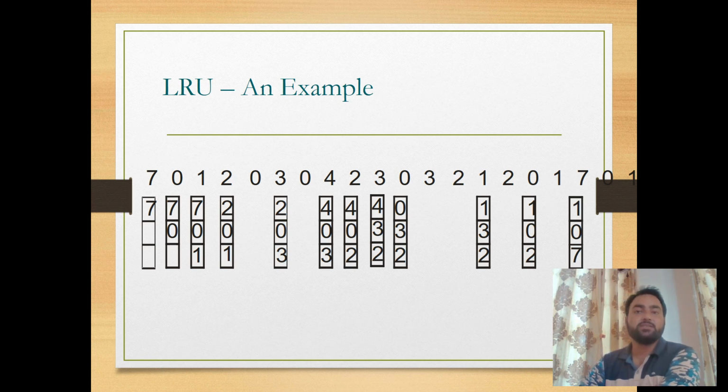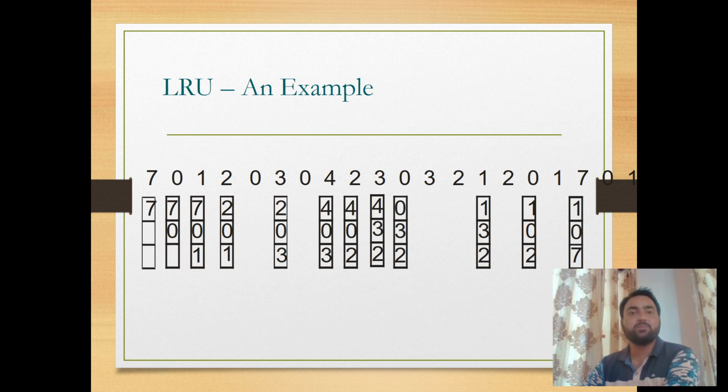So now you can compare the three algorithms: FIFO, optimal, and least recently used. With the same page string, FIFO was having 15 page faults, optimal page replacement was having 9 page faults, and the least recently used algorithm is having 12 page faults.